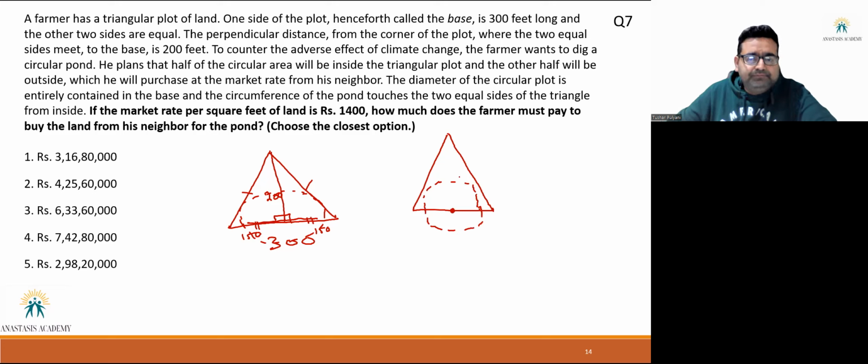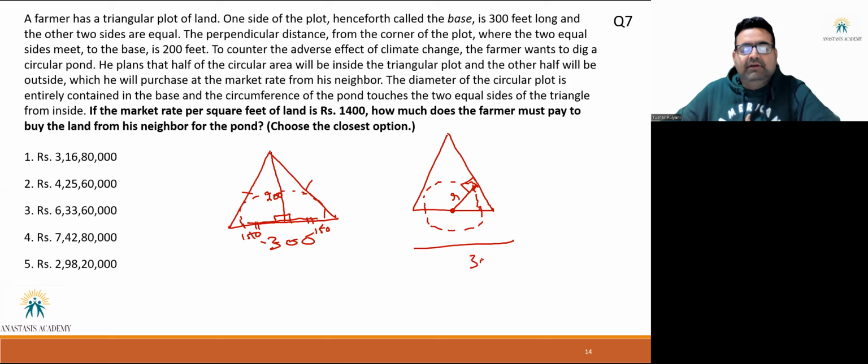Right. Now, when they talk about the cost, for cost per square feet the rate given is 1400. So I just need to find the area of this circle, and for half of the circle I'll have to pay, right? So for the area of the circle, what do I need? I need the radius. So if this will be touching like this, and I draw the radius from here, now the tangent and radius will be perpendicular. So if this is r, this was 300, and there was also a perpendicular of 200. And this was also 150. We had just discussed that it will be half.